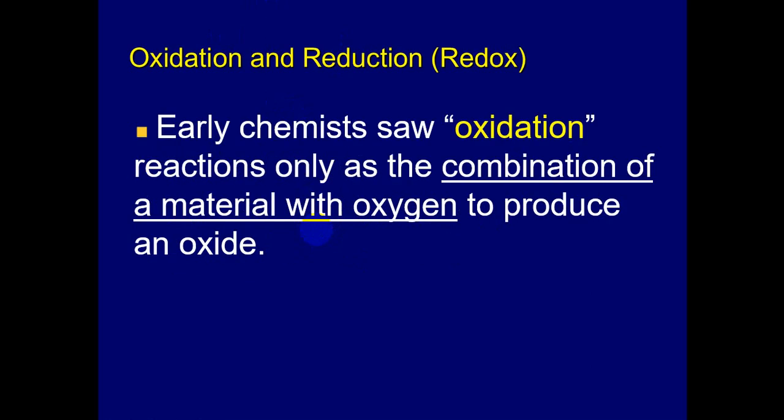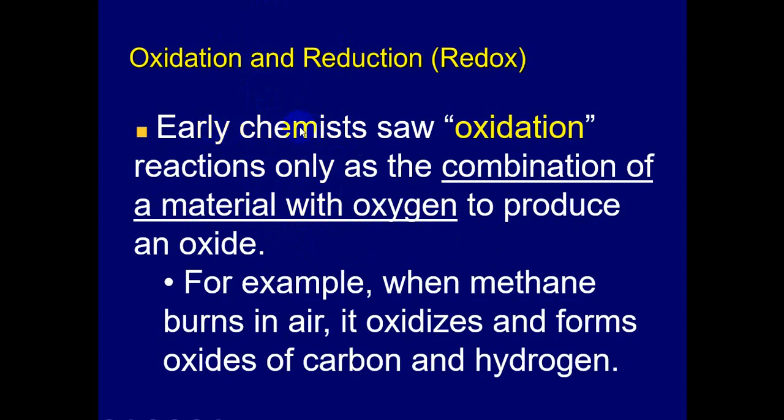Oxidation and reduction. Early chemists. A chemist is somebody who did chemistry, a scientist with a chemistry background. So early chemists saw oxidation reactions only as the combination of a material with oxygen to produce an oxide. When oxygen combines with any material, it produces an oxide.